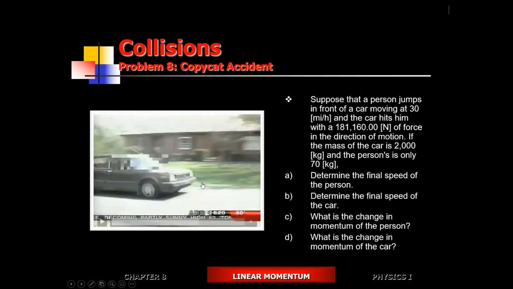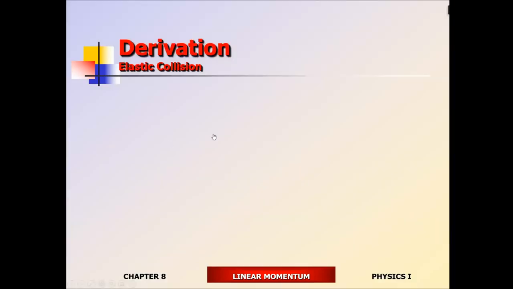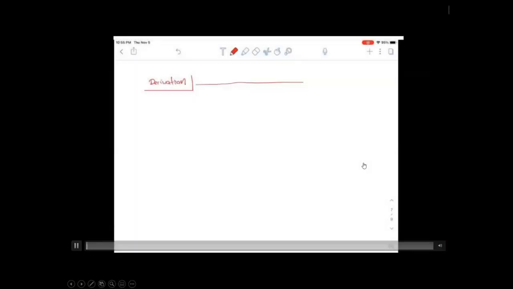Determine the final speed of the person, it's going to be almost double the speed of the car. Determine the final speed of the car, it's going to be slightly less than the initial speed of the car. Change in momentum of the person is going to be the same as the change in momentum of the car because it's an isolated system. The person is much less massive than the car, so the person is going to be moving at a greater speed. The car is much more massive than the person, so the change in speed of the car is going to be relatively small, and the change in speed of the person is going to be relatively big. Same as Newton's third law.